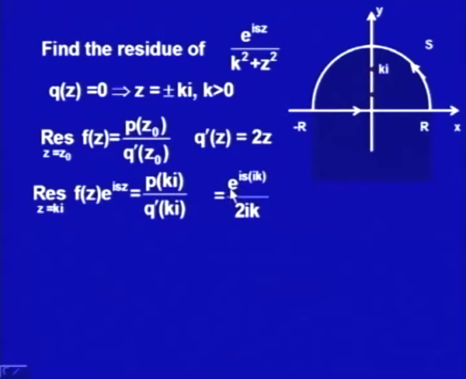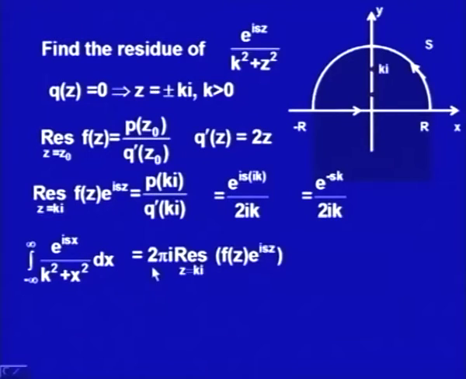What it says is, in the numerator we would be getting e to the power minus s k upon 2 i k. This is the residue. So now let us apply our Cauchy principal value. We get the integral from minus infinity to plus infinity of e to the power i s x upon k square plus x square dx.